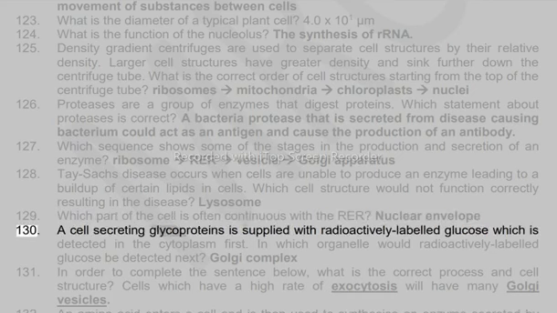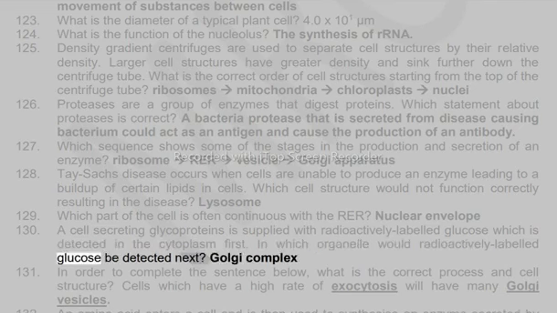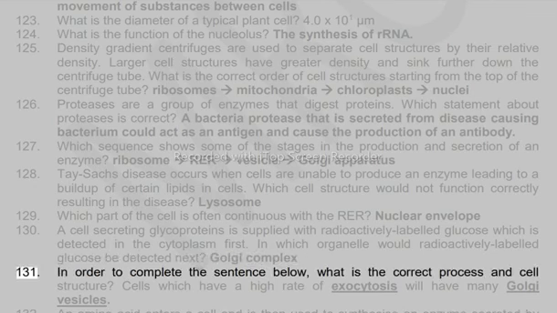129. Which part of the cell is often continuous with the RER? Nuclear envelope. 130. A cell secreting glycoproteins is supplied with radioactively labeled glucose, which is detected in the cytoplasm first. In which organelle would radioactively labeled glucose be detected next? Golgi complex. 131. In order to complete the sentence below, what is the correct process in cell?